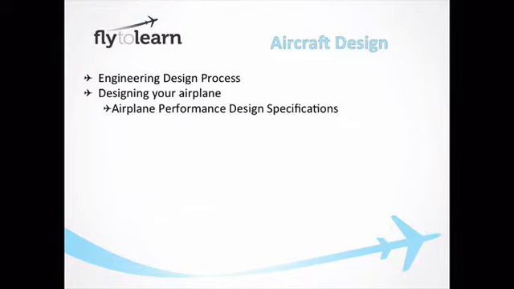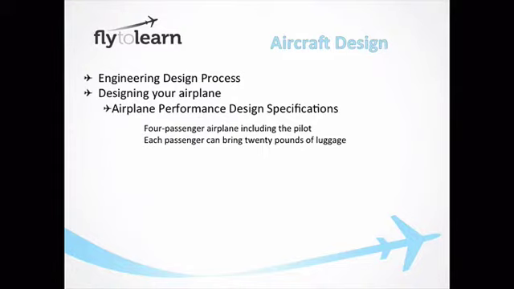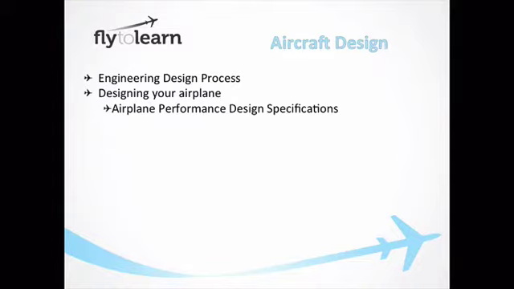We will now run this process in PlaneMaker. The specifications for the airplane we are designing are as follows: a 4-passenger airplane, including the pilot. Each passenger can bring 20 pounds of luggage. It will travel at 150 knot cruise speed with a range of 550 nautical miles. This information would have been gathered and decided on during the research and planning phases.